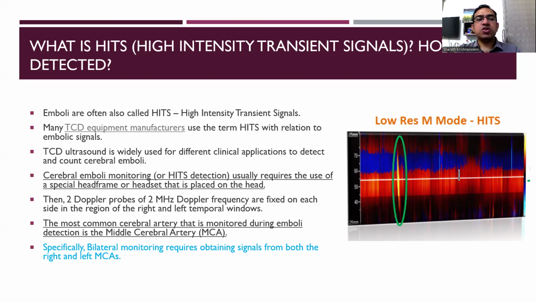This is where two Doppler probes of 2 megahertz Doppler frequency are placed and fixed on either side of the head in the region of the right and the left temporal lobes. And the most common artery that is monitored during emboli detection is the middle cerebral artery. So this bilateral monitoring helps in obtaining signals from both the right and the left middle cerebral arteries. If you look here in this Doppler spectra, you'll find a short burst or click, which is highlighted in yellow, which is an indication of these high-intensity transient signals.